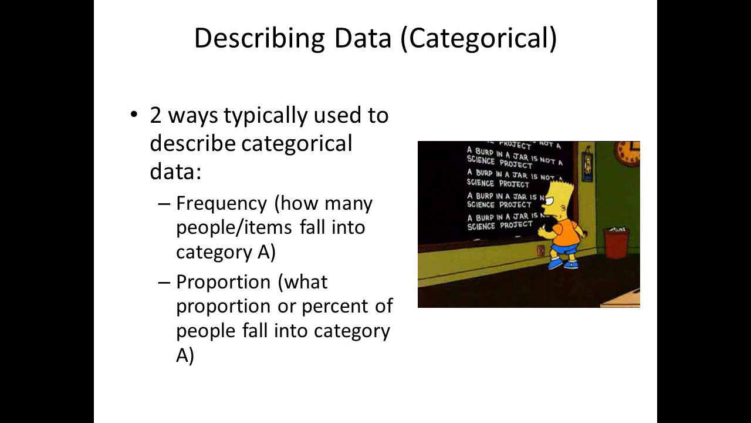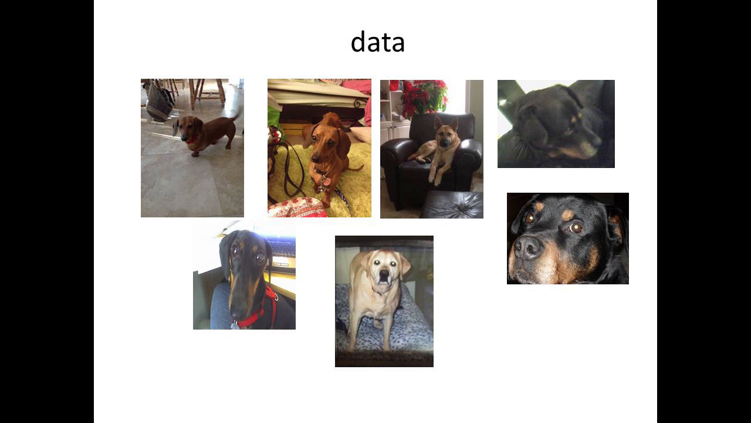Now, which you use is going to depend on what makes the most sense for your particular data and research question. Let's look at an example. I have a bunch of dogs, or I've had a bunch of dogs. Here are pictures of them all. This is our data. Now, what we do with this data depends on our research question.